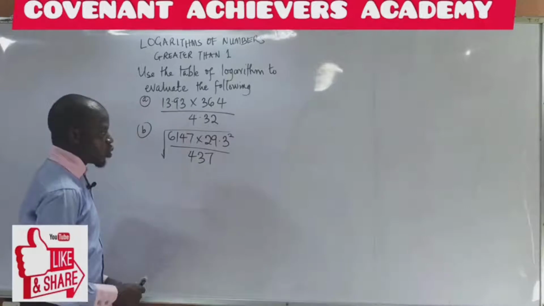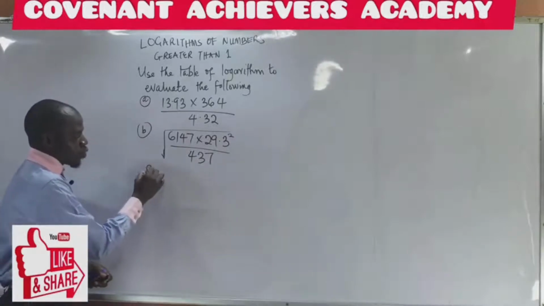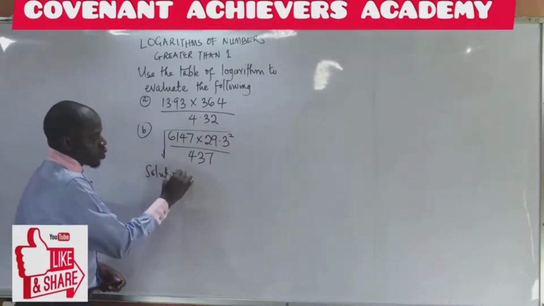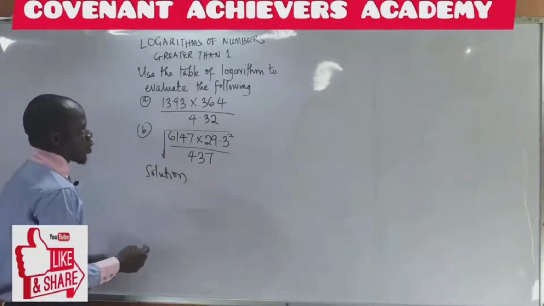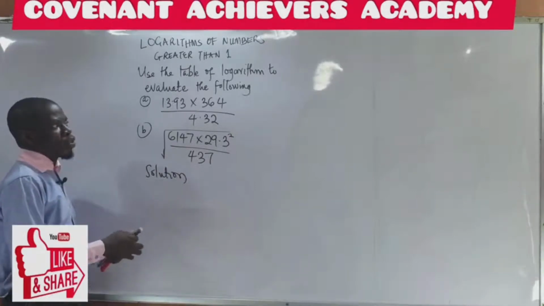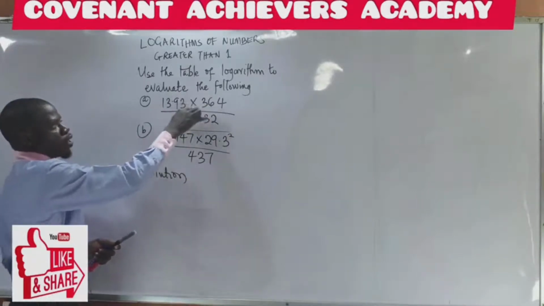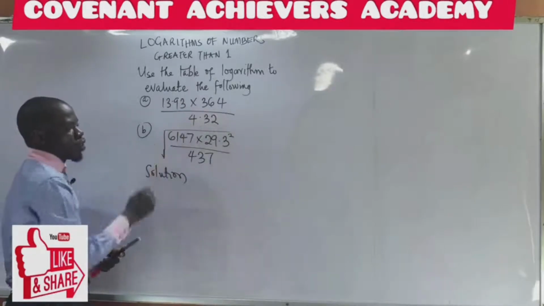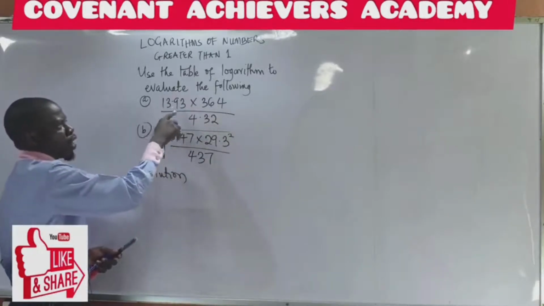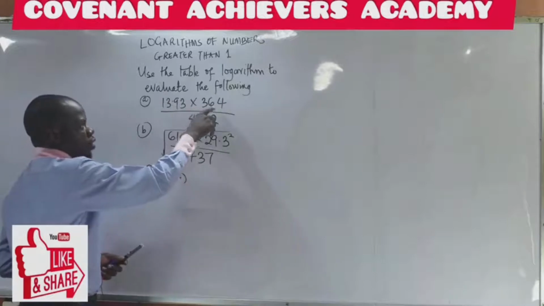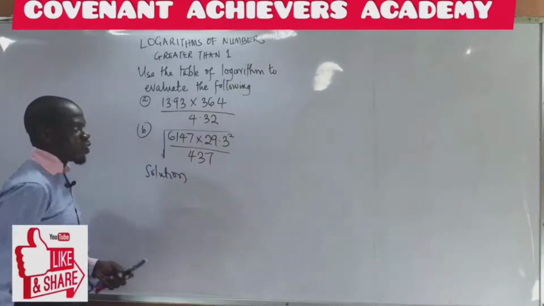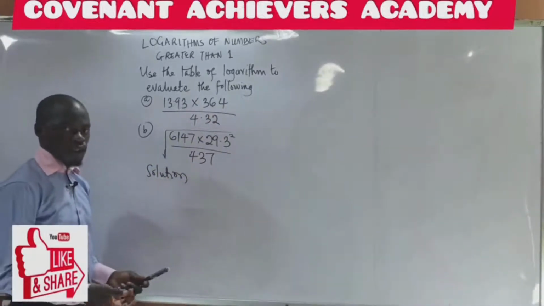Now, what do we need to do in the first case? We want to solve this question. Another thing we need to understand is that we are having multiplication here and division here. This is 13.93 times 364 divided by 4.32. Now, how are we going to solve this?